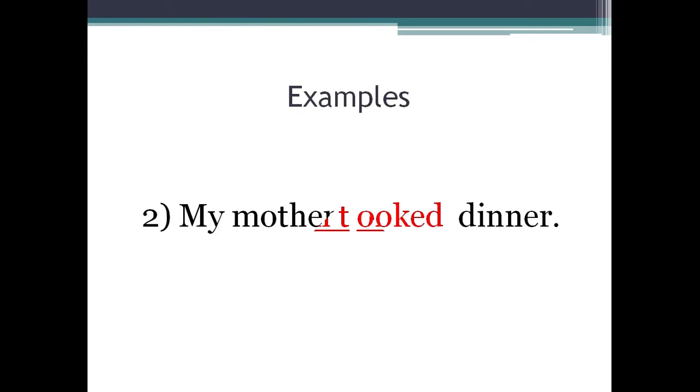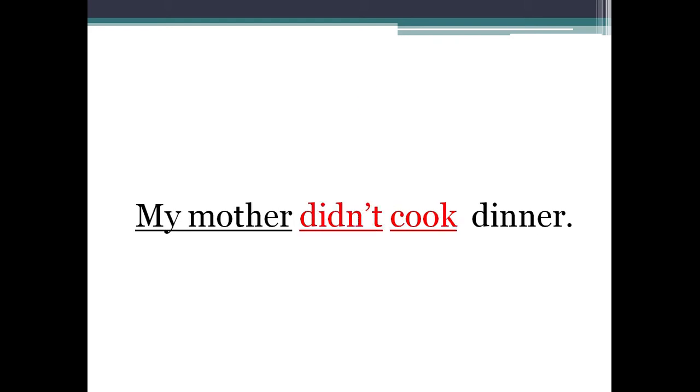Okay, let us see another example. When I say my mother cooked dinner, the verb here is cooked. My mother here is the subject. Cooked here is a past verb because it ends with ed. When we change it, we add didn't here after my mother, didn't, and the verb cooked becomes cook. Yes, correct. Therefore, my mother didn't cook dinner.